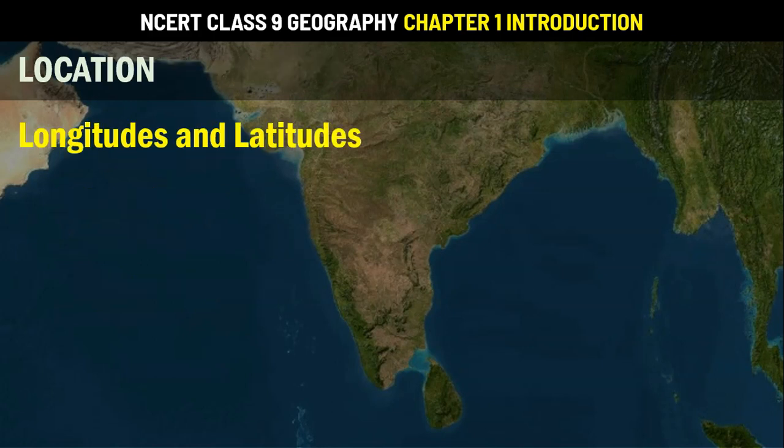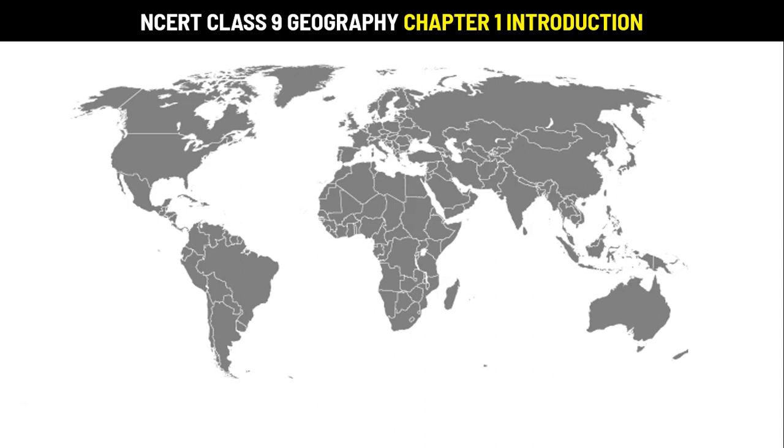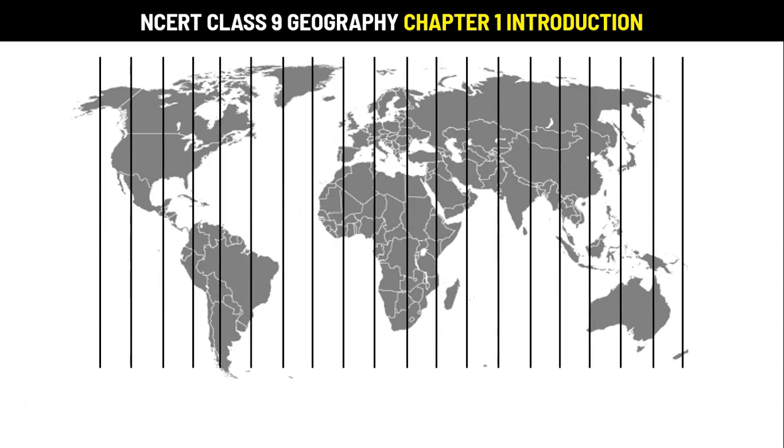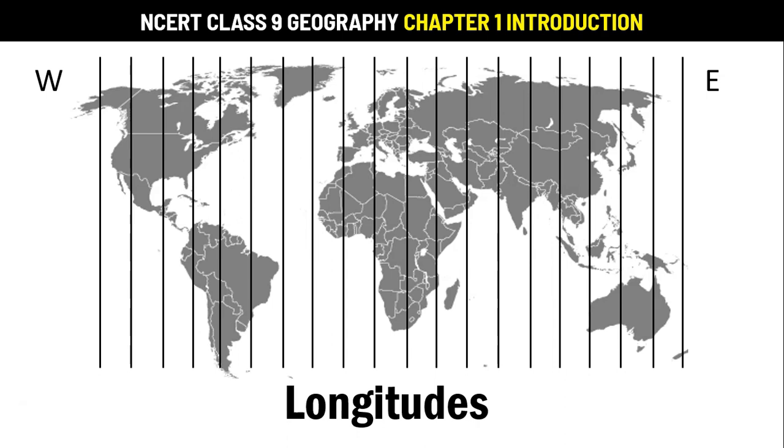Let us start off with location. So to mark the location of India on the map, we must understand the longitudes and latitudes. Longitudes and latitudes are imaginary lines that we use to plot any place on Earth. Let us first discuss longitudes. So the vertical lines that go from north to south and the measure from the west to the east are known as longitudes.